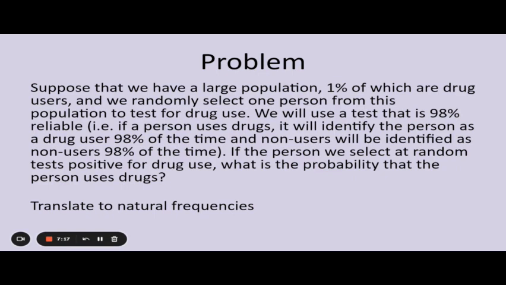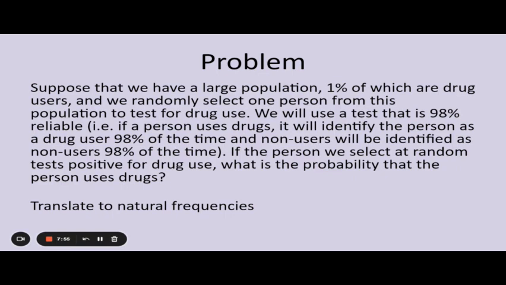Here we're talking about a population where you either do drugs or you don't. So 1% of the population is a drug user. We're going to randomly select someone to test for drug use. We know that the test is 98% reliable. Okay, so a little bit more reliable than the last example. And it just explains what that means. If you use drugs, you're identified as a drug user 98% of the time. And if you don't, you're identified as a non-user 98% of the time. So if the person we select at random tests positive, what's the probability that they actually use drugs?